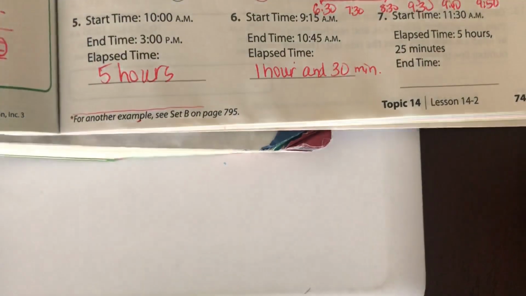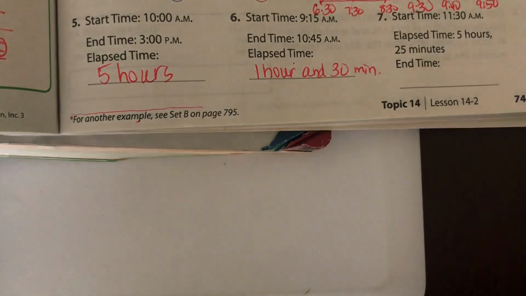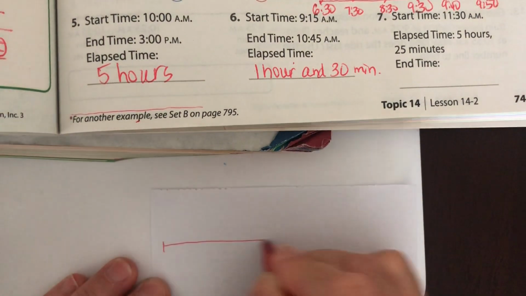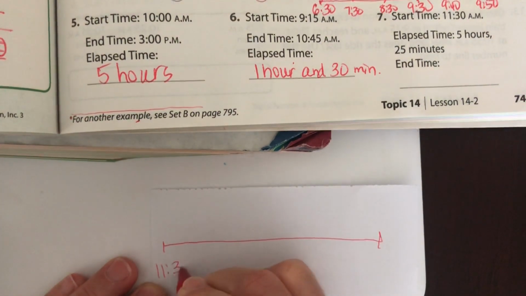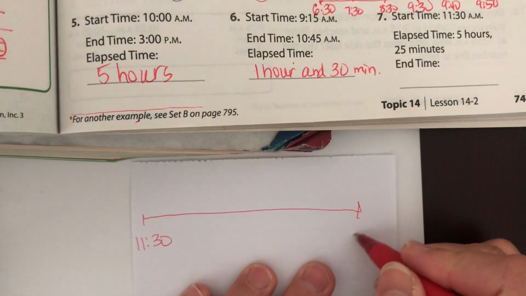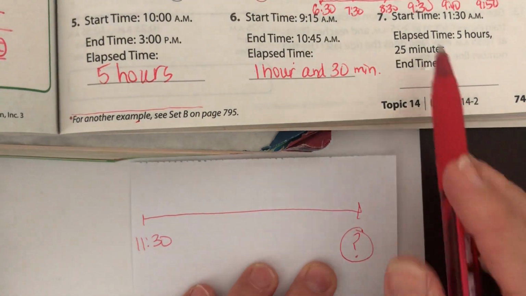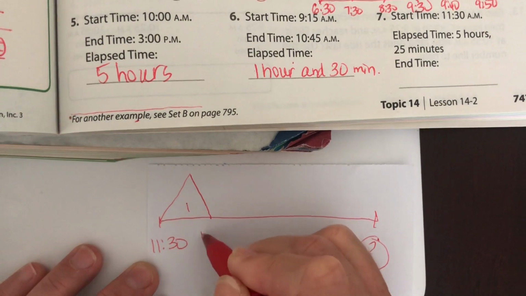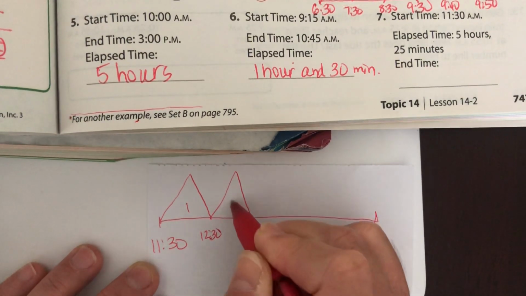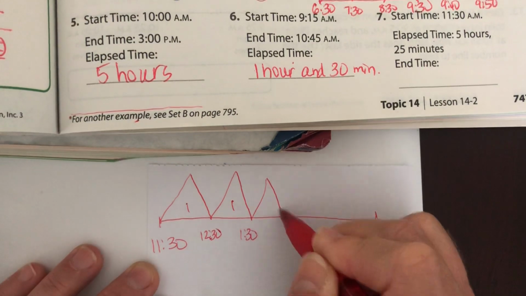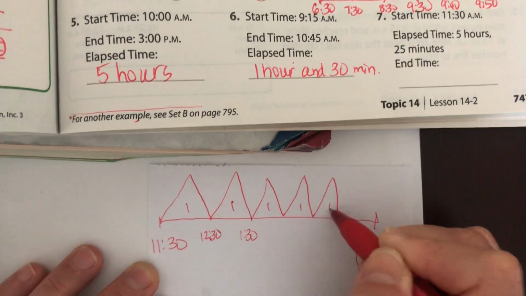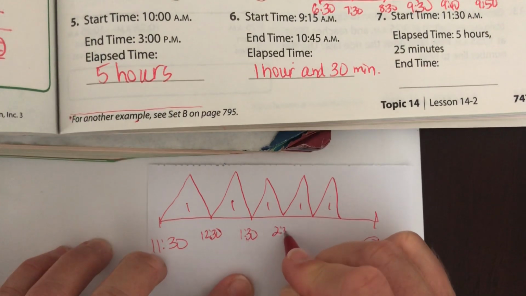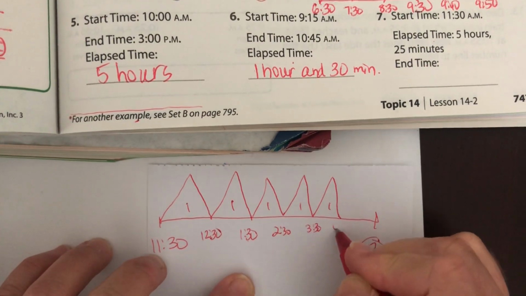Okay, and then we have start time of 11:30. And they want to know what is the end time. And they're telling us it's 5 hours and 25 minutes. So let's just count. 1 hour is 12:30. 1:30. 3, 4, 5, right? Because we need 5 hours. So 1:30, 2:30, 3:30, 4:30.